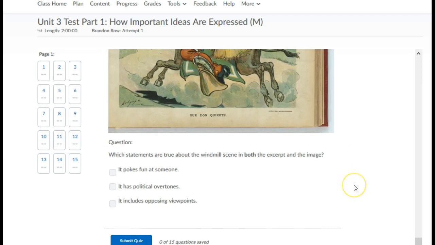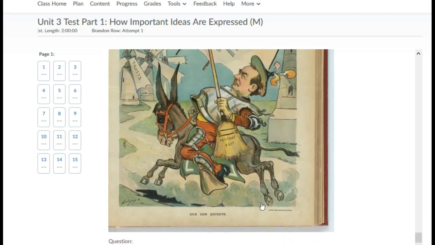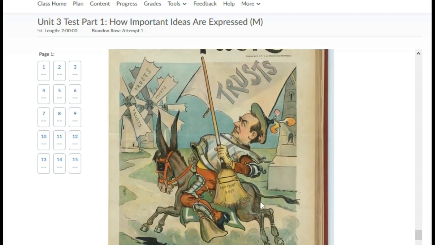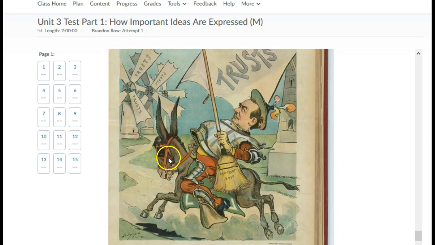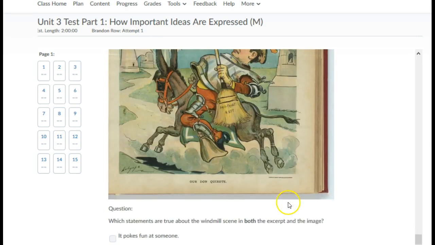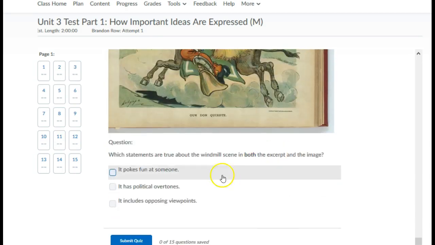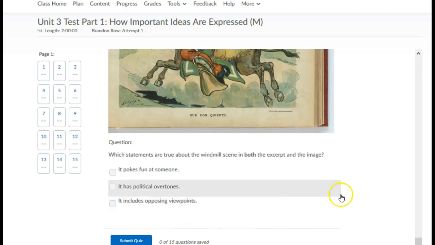Here's your last question. Which statements are true about the windmill scene in both the excerpt and the image? It pokes fun at someone, it has political overtones, it includes opposing viewpoints. So look at this, think about the story. Guys, there he is riding his donkey with the broom in hand. I hope this one's obvious.